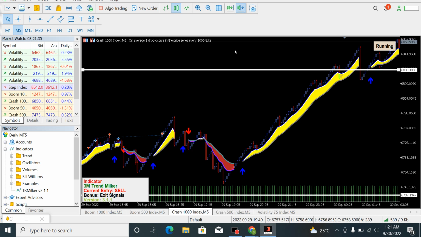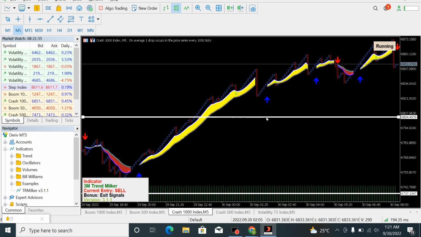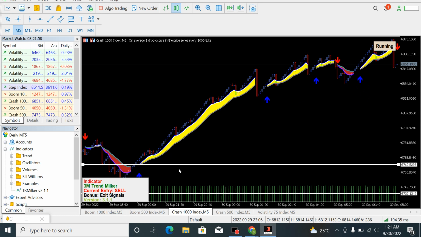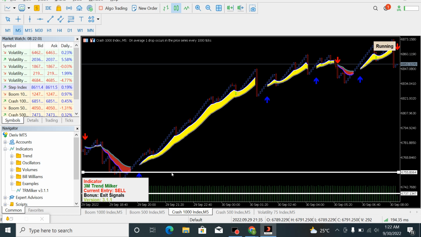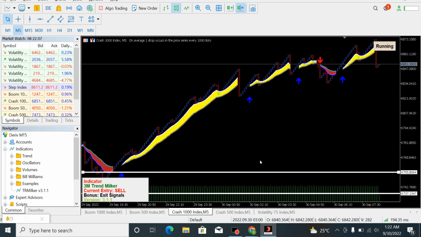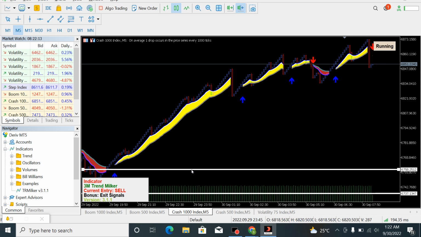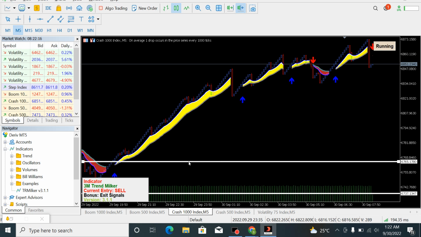Okay, let's check out Crash 1000. I'm just giving you these tips for you to know how easy it is to do your analysis using the 3M Trend Milker indicator. With all the training that we've been dishing out for the past few days, I believe you should have full knowledge of how to use this, most especially since we have been trading together on the Telegram channel. Of course, we will also trade today, even though we are not getting the right entry point at the moment, but some of them will soon start giving us a good entry point any moment from now.